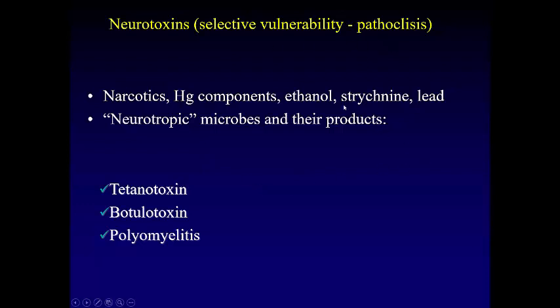Another example of this, related with the previous slide with hypoxia, is the idea that large hippocampal cells and again Purkinje cells are vulnerable to general hypoxia. Well, again, as an example for different neurotoxins which are neurotropic.